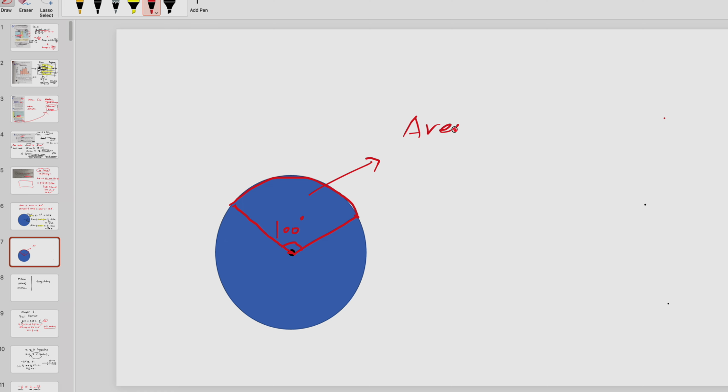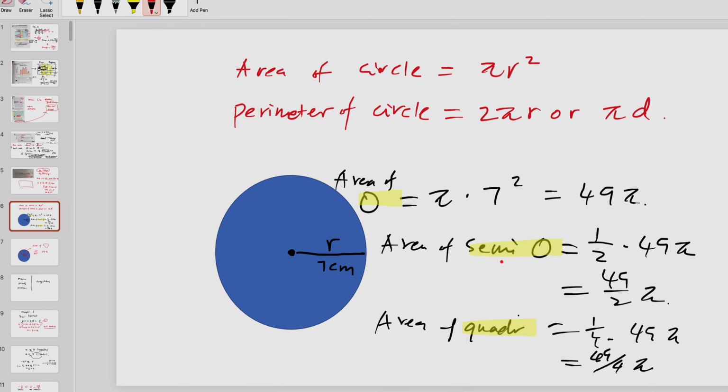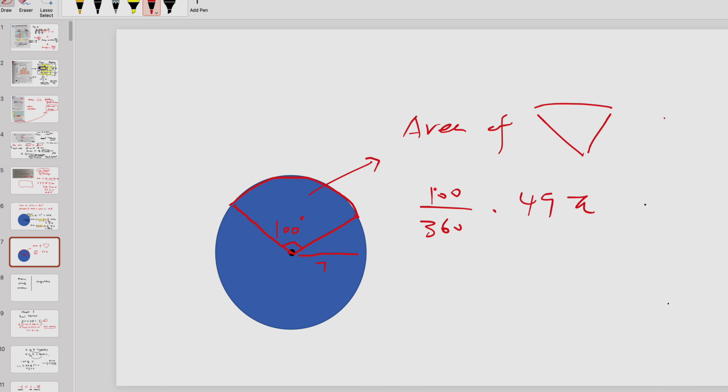Area of this slice: 100 over 360 times 49 pi. Very good. This is 7, the radius, so it's 100 over 360 times 49 pi. So you want to find the fraction of this 100 degrees over the 360. In a way, what we have done just now is semi means half circle, quadrant means 1 quarter circle. Over here, with 100 degrees, you want to find out what's the fraction of the full circle. Then you will find the area of this. I'm not interested in the answer.